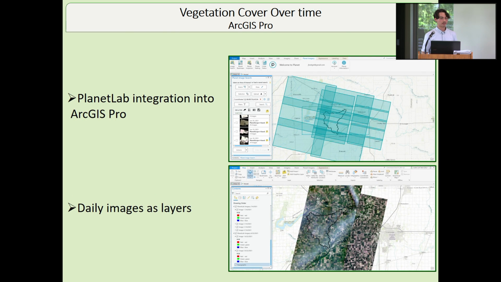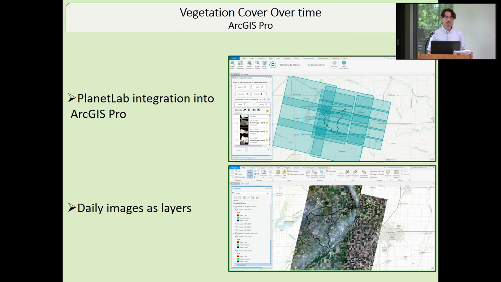So we integrated Planet Lab into another program called ArcGIS Pro, so we could actually study the vegetation using some of its features. So the first image here is going to be what Planet Lab looks like integrated into ArcGIS Pro. It allows us to search for images on wherever we want. Those little squares are going to be each section of the images.